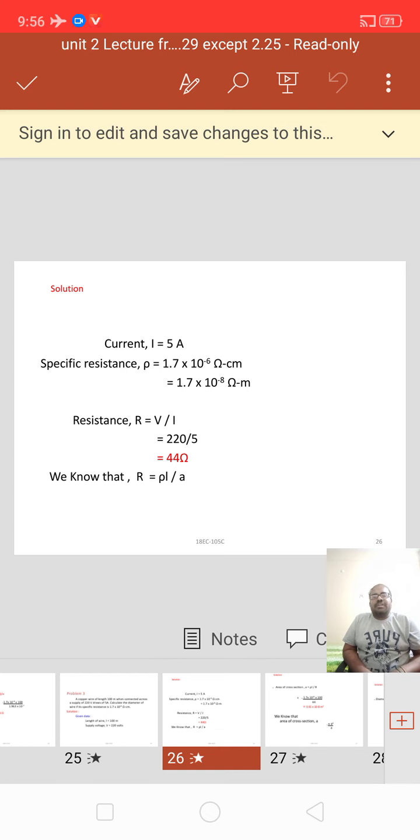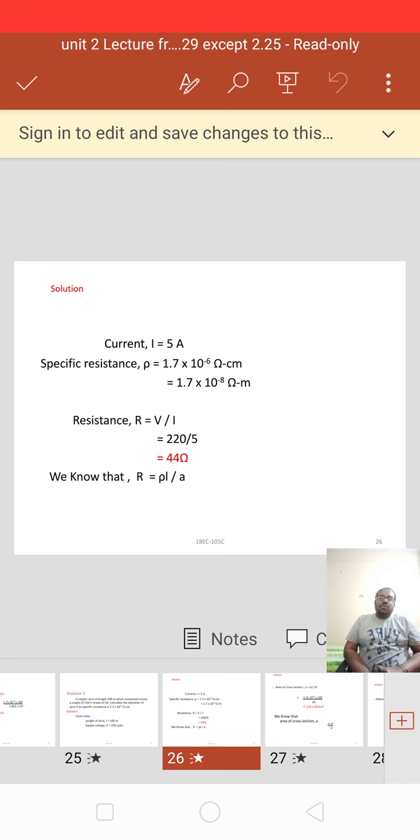By converting centimeter into meters, resistance from Ohm's law we can deduce the value of resistance. So R equal to V by I, that is 220 by 5, that is R equal to 44 ohms.